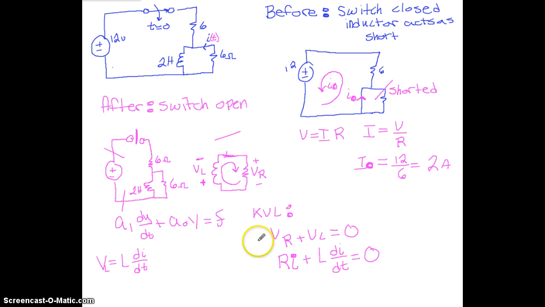So now that we actually have it in the form of A1 dy dt plus A0 y equal to F, here our A0 is going to be R.